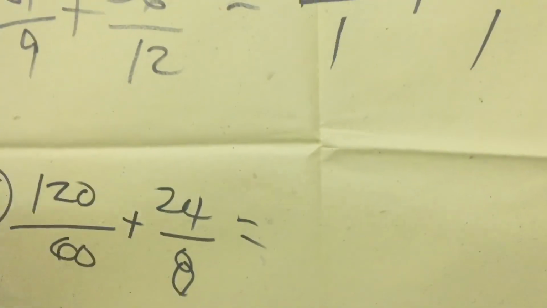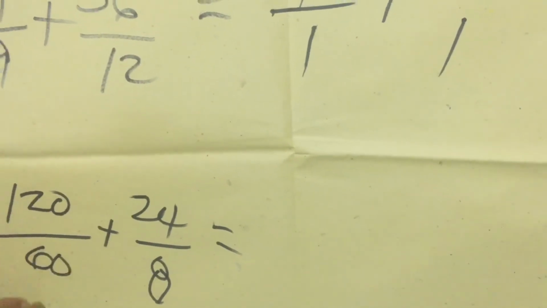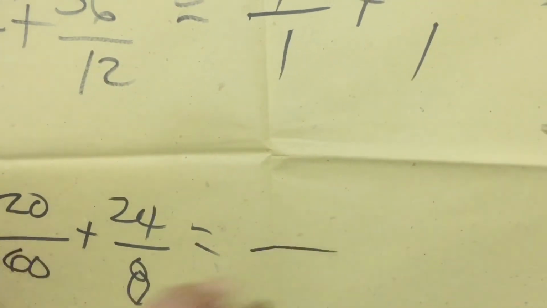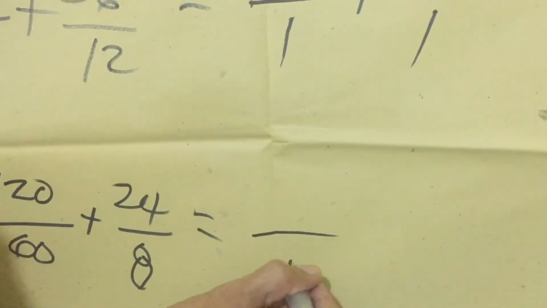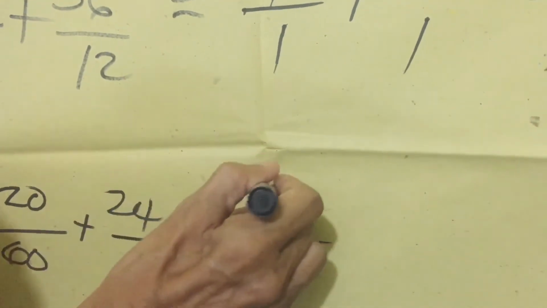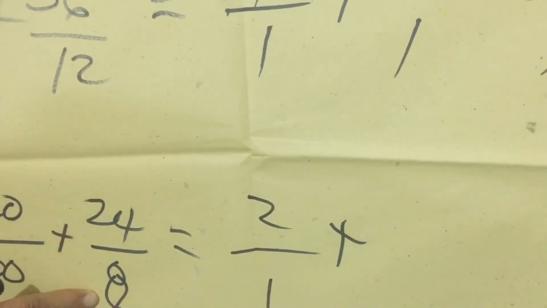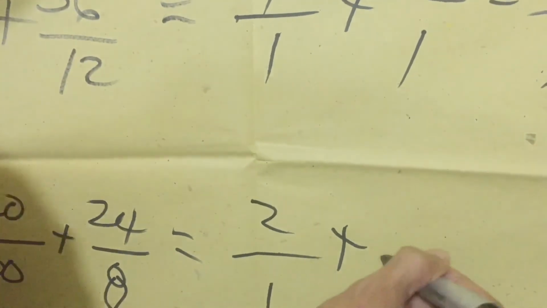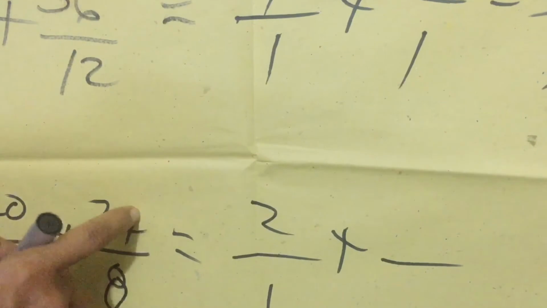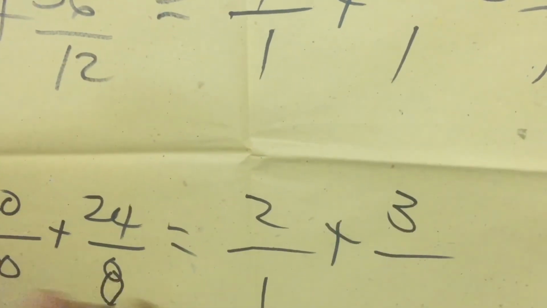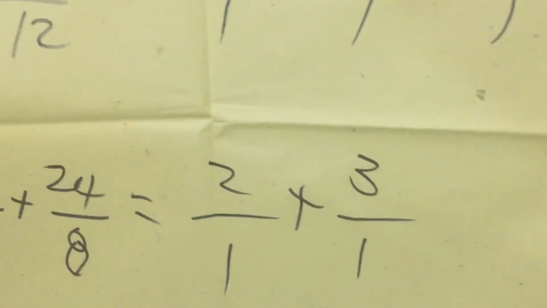Okay, number 5. 120 over 60 plus 24 over 8. So 120 and 60, we can divide it by 60. Okay, 60 divided by 60 equals 1. 120 divided by 60 equals 2. Plus 24 and 8, we can divide it by 8. 24 divided by 8 equals 3. 8 divided by 8 equals 1.